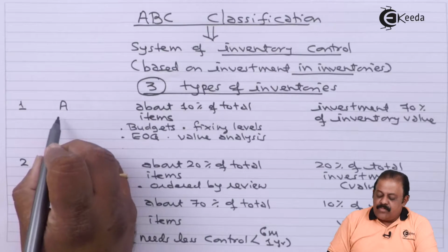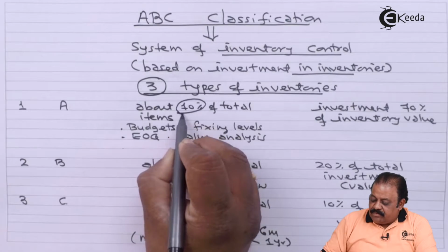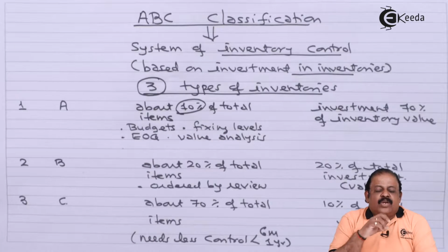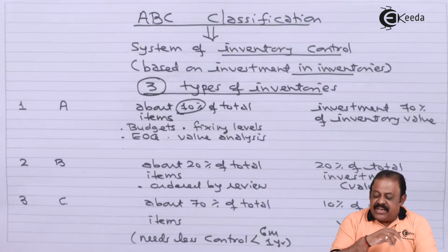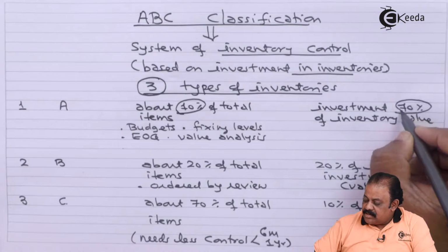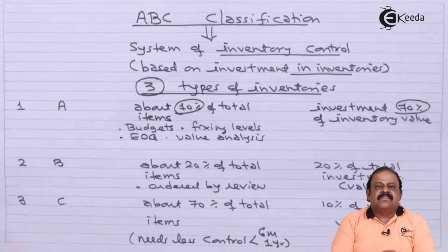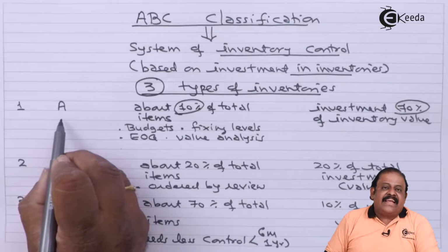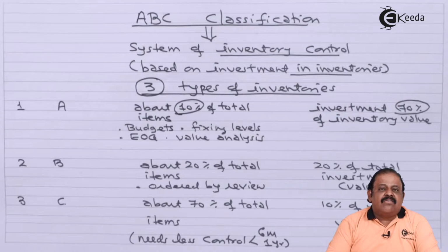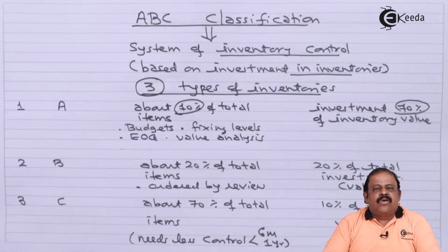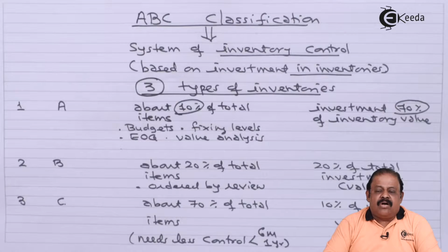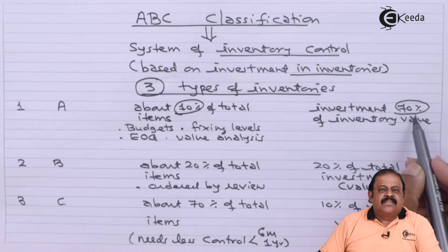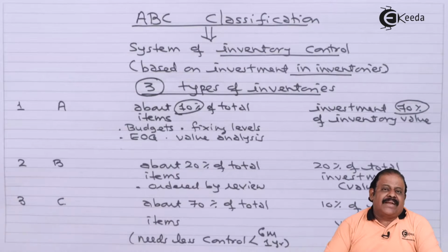Now in A category, we will have about 10% of total items, the big items which require investment in inventories of 70%. That means those are small in numbers but they have high value and therefore they are put in A category. The management is required to take more attention to this A category of product. The management is required to take more care of this particular stock because they are putting around 70% of inventory investment in this particular category.